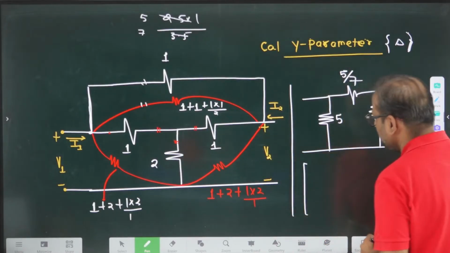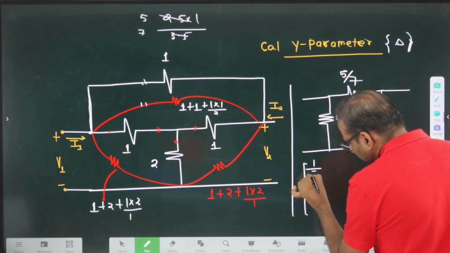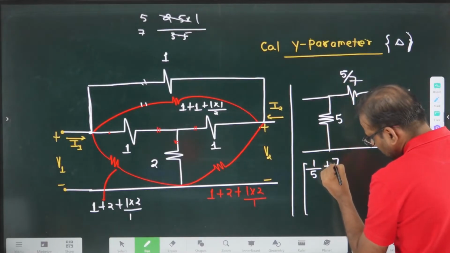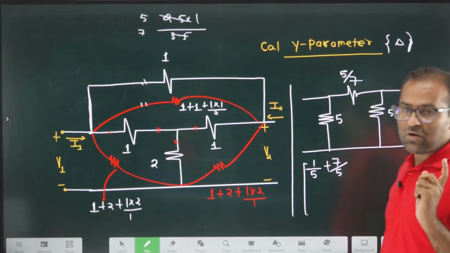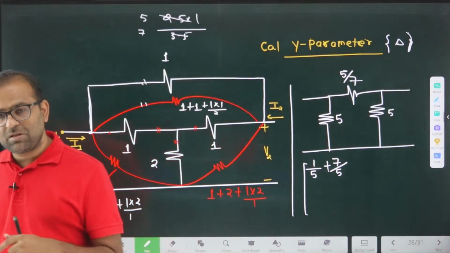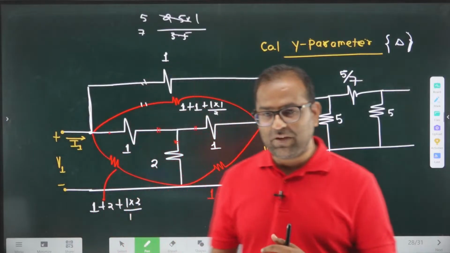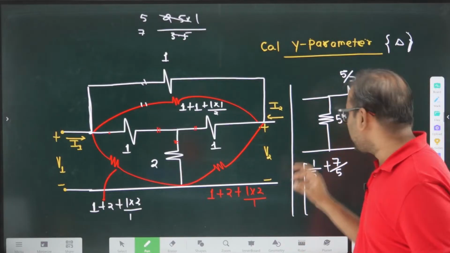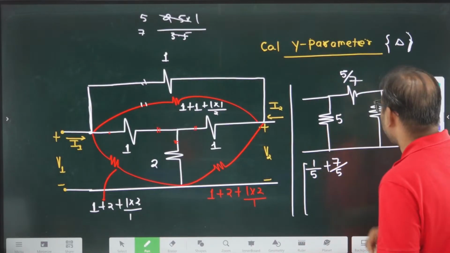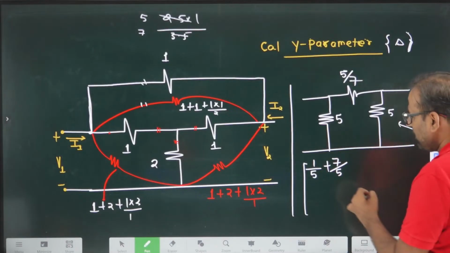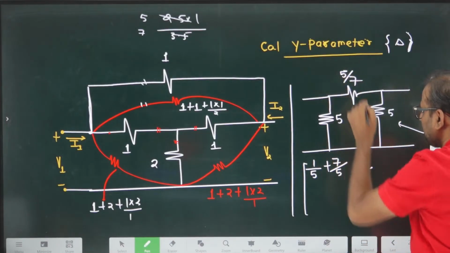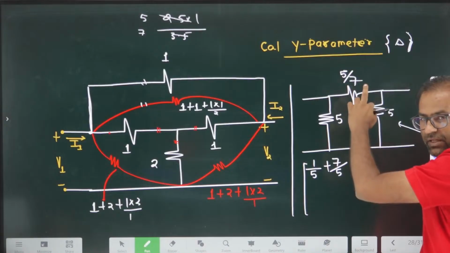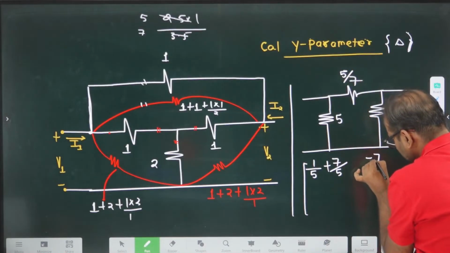What is the value of this y11 parameter? The y11 parameter is given by y1 plus y2. So 1 by 5 plus 7 by 5. Always remember, not 5, we are writing 1 by 5, because we are writing y1 plus y2. This value is the value of resistance, but we are not interested in resistance, we are interested in admittance. So 1 by 5 plus 7 by 5. When you look at y12, it is given by the flip of this value. So always remember, if this is resistance, we can flip to get the admittance, minus of 7 by 5.